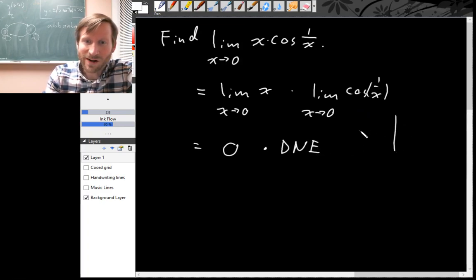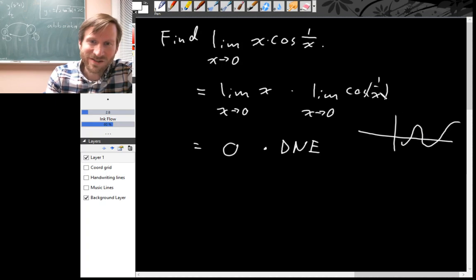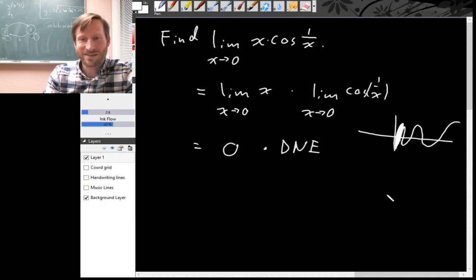This is the one where if you graph it, it looks sort of like cosine, except as x gets closer to 0, 1 over x gets really big, and so the graph just goes up and down infinitely many times like this. So this limit doesn't exist.